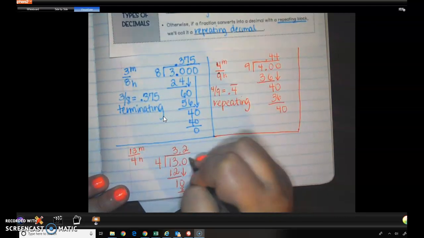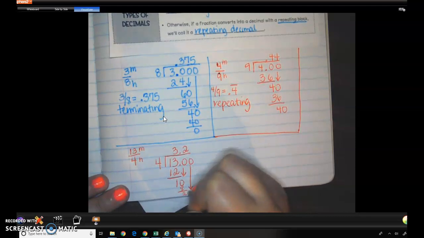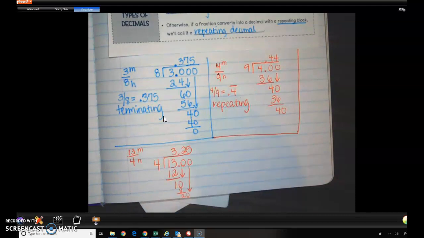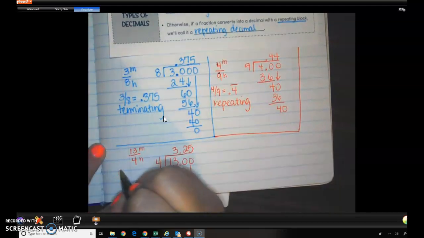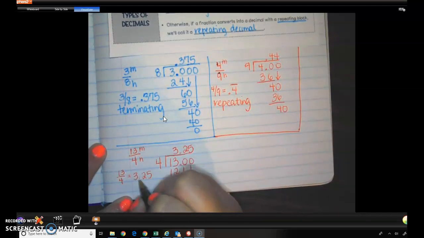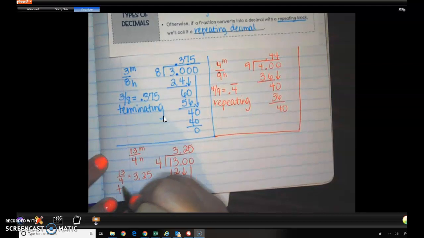Subtract. 4 goes into 25 times, and I'm done. So 13/4 equals 3.25, and then it's stopped. So it is terminating.